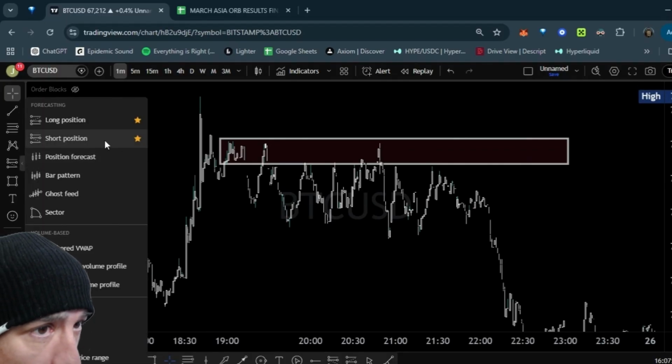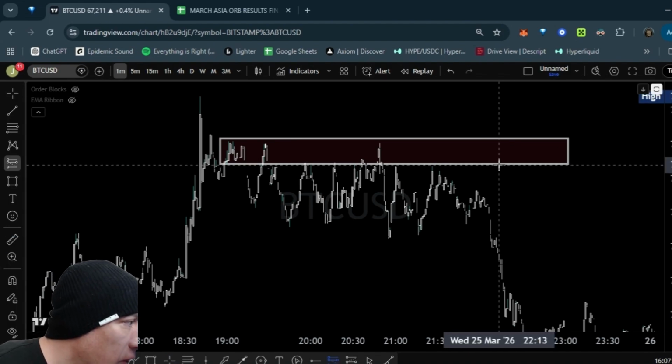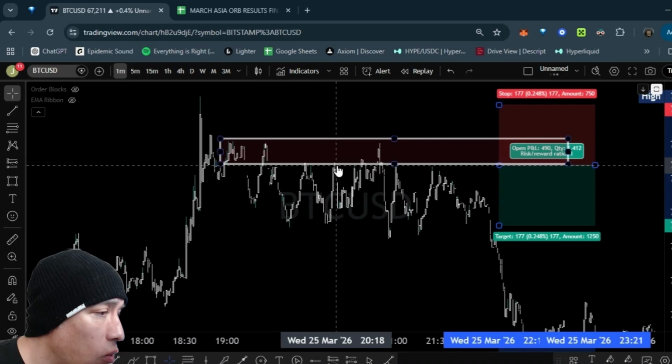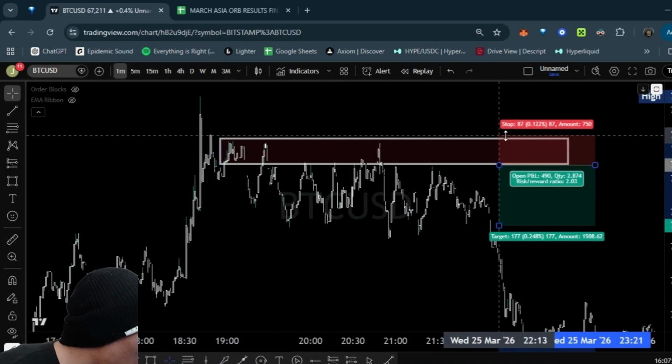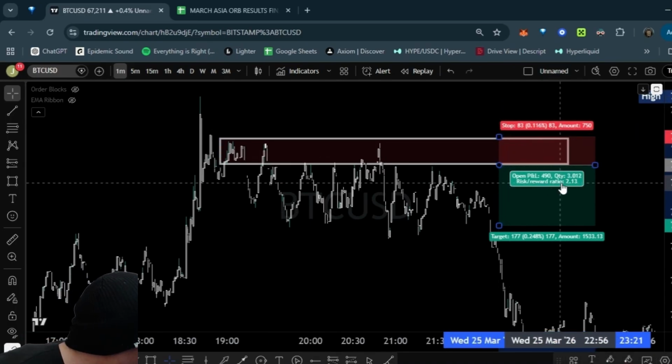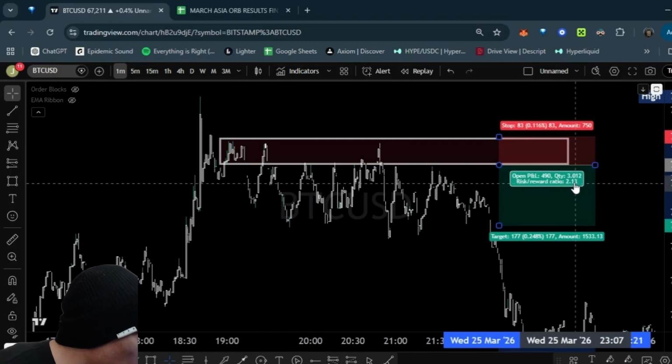Since we're going down, we're going short; long is up. You're going to click on the line where you enter. So we always enter on the line where it broke. Now you're going to use this tool to measure, and you can see right here the measurement. Okay, so it's a 2-to-1 ratio right now.